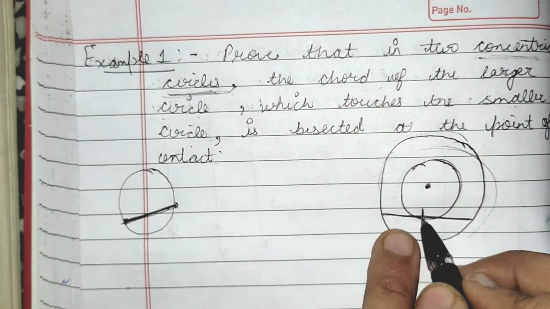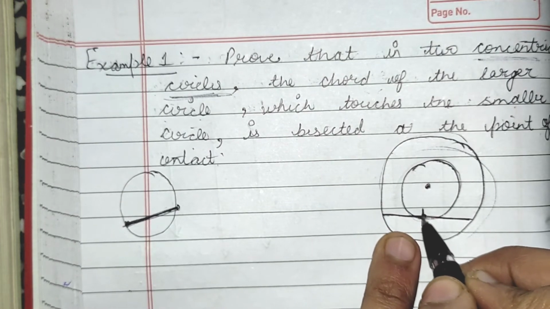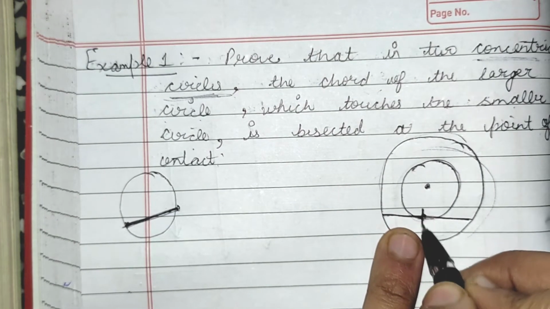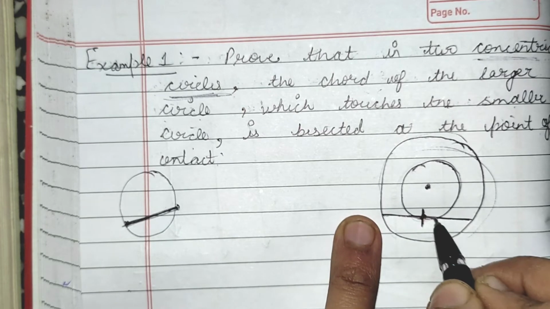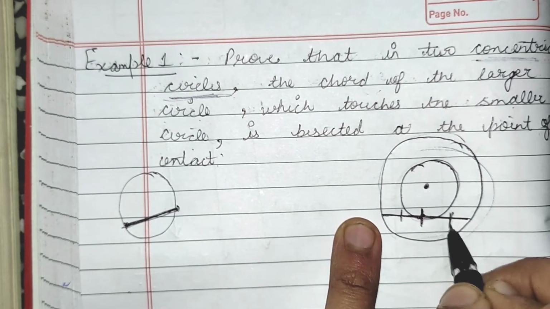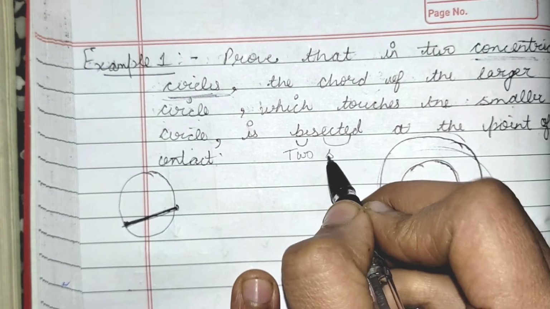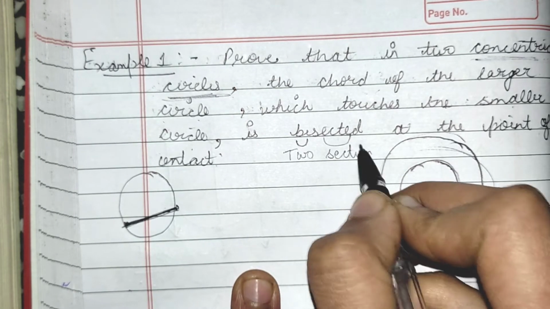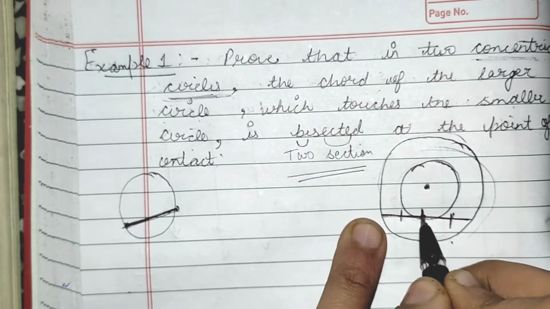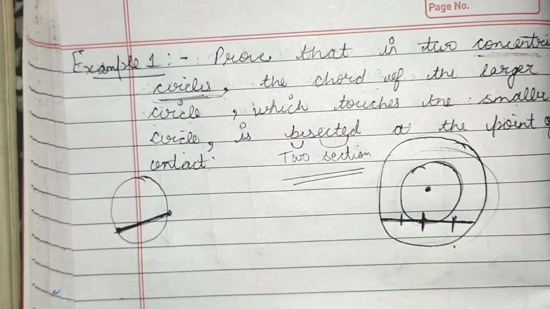So what it says, point of contact is what? The point at which it is touching the circle. At this point this chord is bisected. Bisected means, bi means two, sected means sections, means two equal sections are formed, means two lengths are equal to each other.